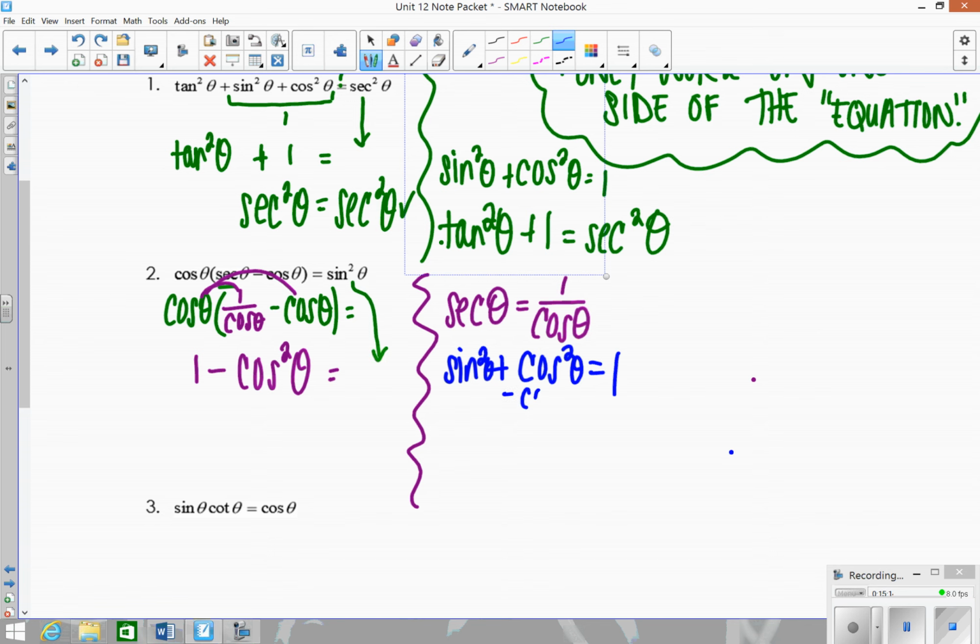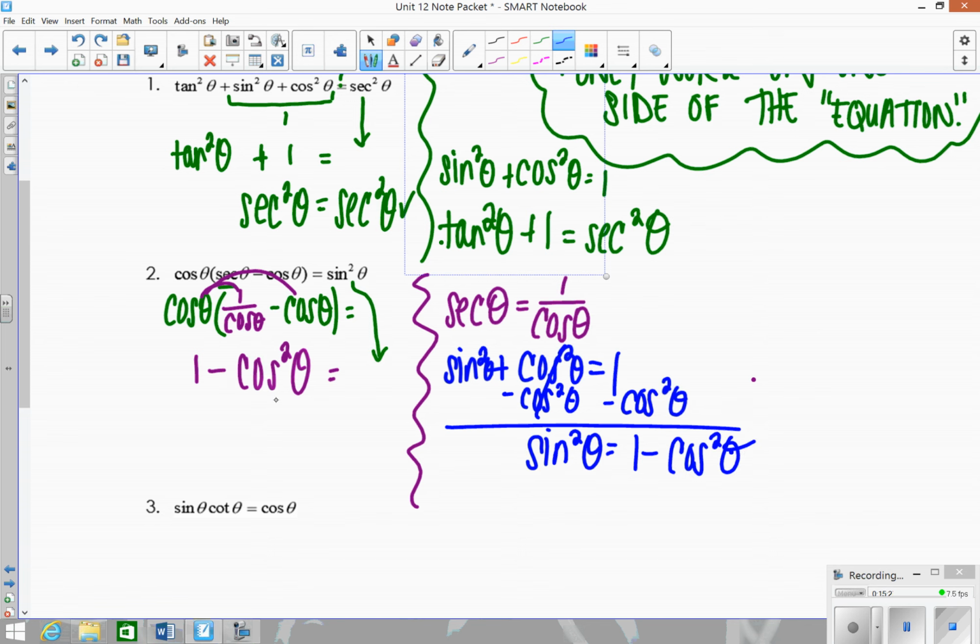So if I subtract cosine squared theta from both sides, that will allow me to have 1 minus cosine squared theta, which instead of having this, I can replace with sine squared. So sine squared theta, and if you just carry this down, there's your sine squared theta. It checks out and it works. This is a true statement, or an identity.